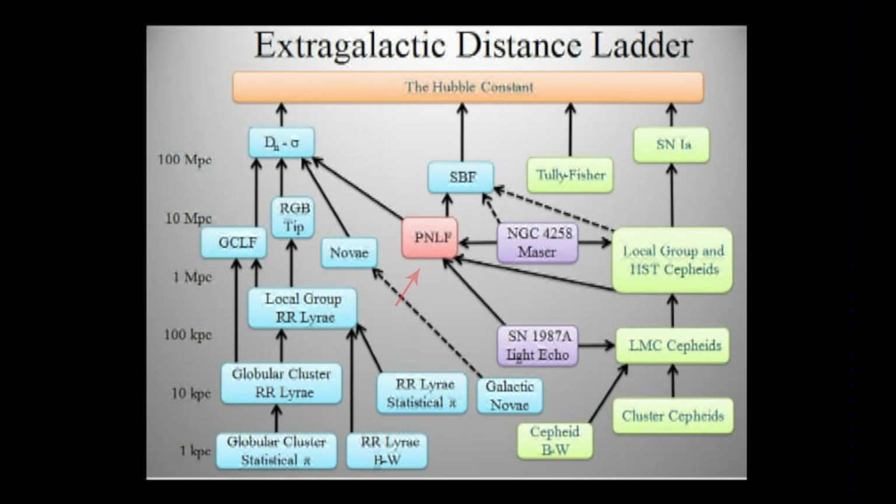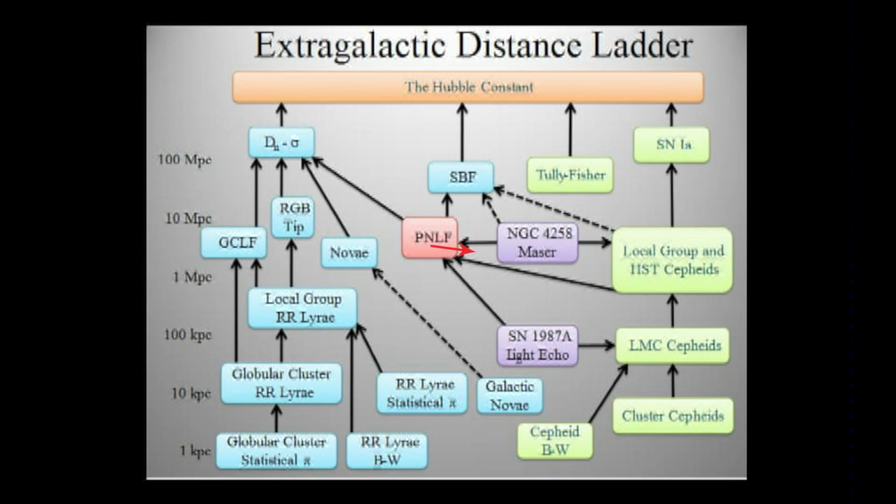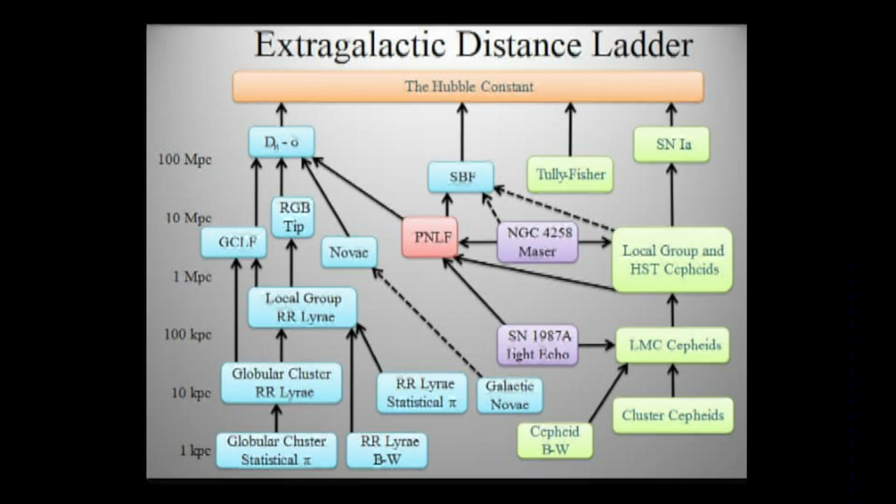Now, it's not a ladder where each rung is straightforward, but you can notice some of these methods up here, like the planetary nebula luminosity function. We're going to spend 45 minutes on that. But notice it's calibrated using other methods. You have to take steps to get up there. So astronomers realized that this is kind of complicated, and you can have errors all over the place. So you have to be very careful about how you measure these distances.